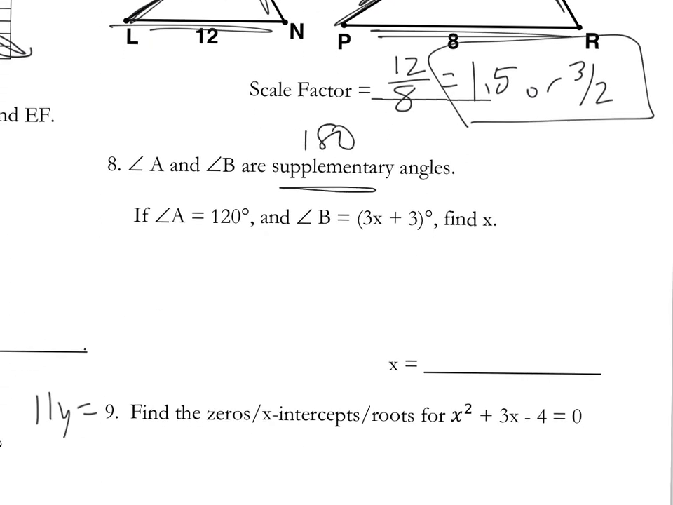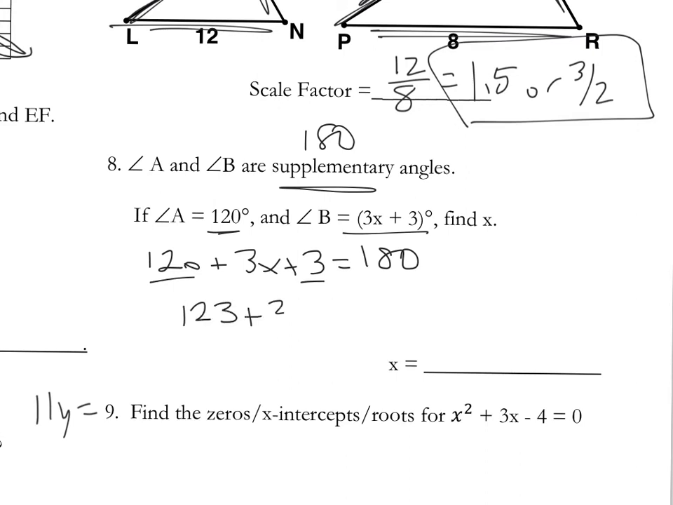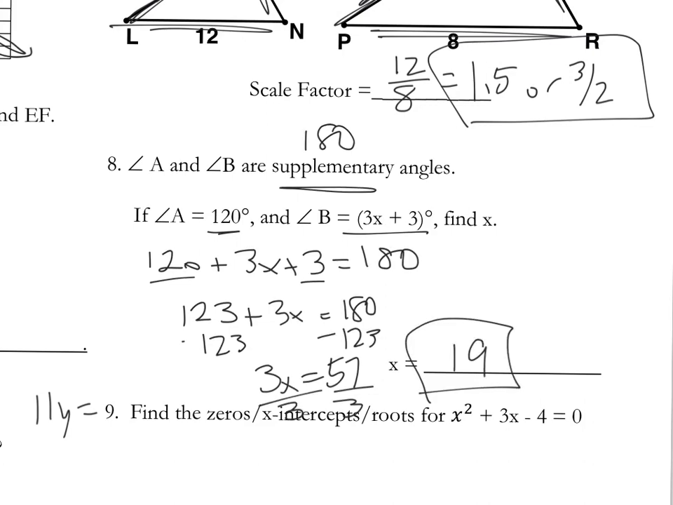Supplementary, which means they add up to 180. So I'm going to take angle A, which is 120, and add it to angle B, which is 3x plus 3, and set it equal to 180. If it said complementary, that would be 90, but we're just doing supplementary now. Combine like terms, so I get 123 plus 3x equals 180. Subtract 123 from both sides. So I get 180 minus 123, which is 57. Divide both sides by 3. So I get x equals 19.